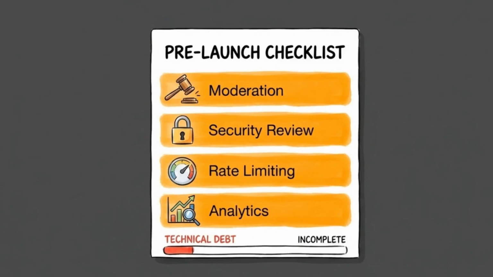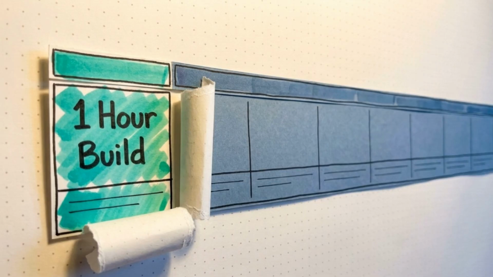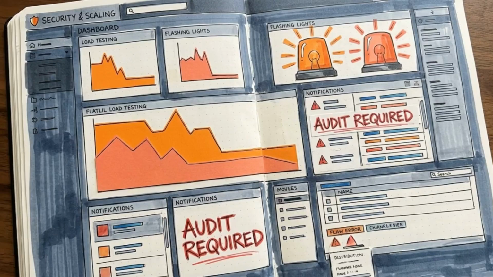However, this diagram shows the technical debt we are left with. We are missing moderation tools, security reviews, rate limiting, and analytics. This prototype is nowhere near ready for millions of users. A 60-minute AI sprint provides enough momentum to prove a concept works. It does not provide the time needed to test security, scalability, or product-market fit.